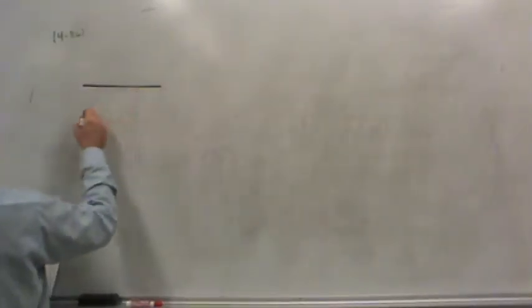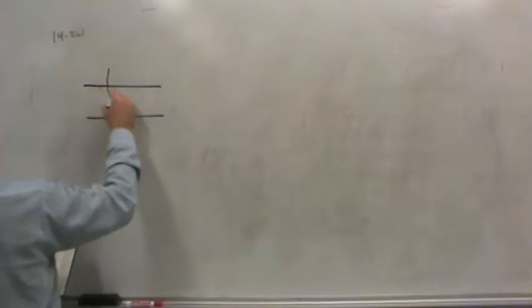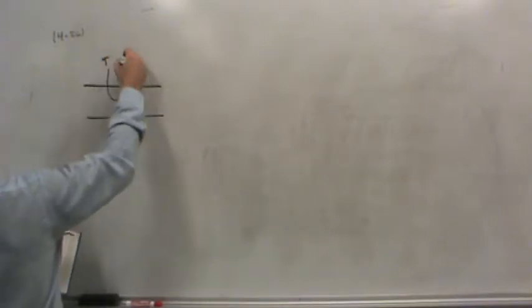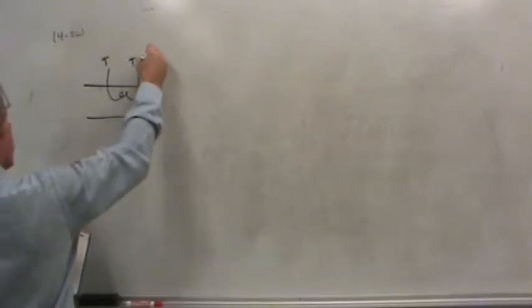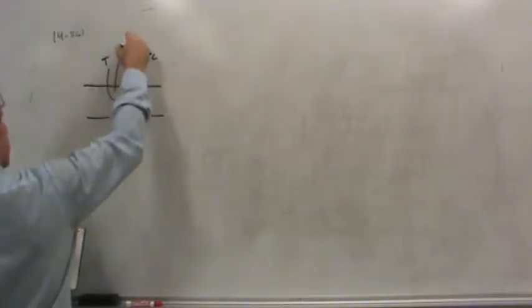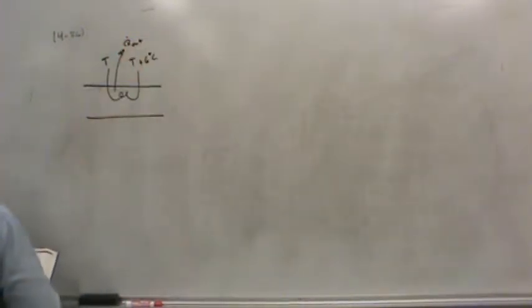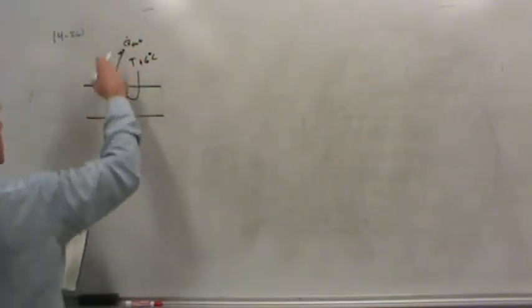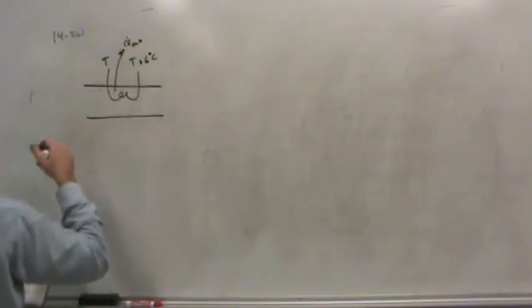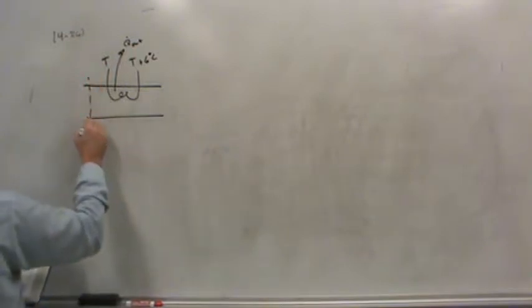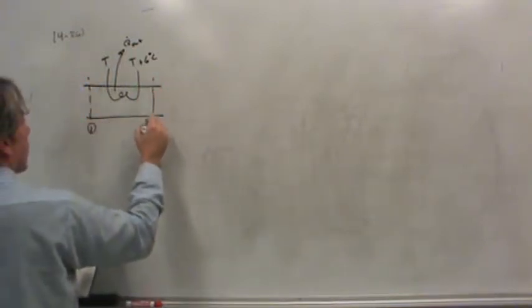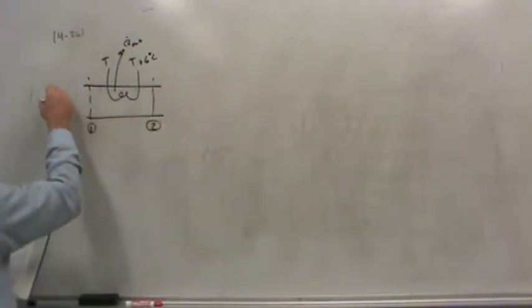Here's the duct section, and cooling water is flowing through a coil such that the temperature of the water rises by 6 degrees Celsius. So there's some heat transfer rate out of the section into the water, effectively, by this temperature rise. So state 1, state 2 will be at the entrance and exit, respectively.